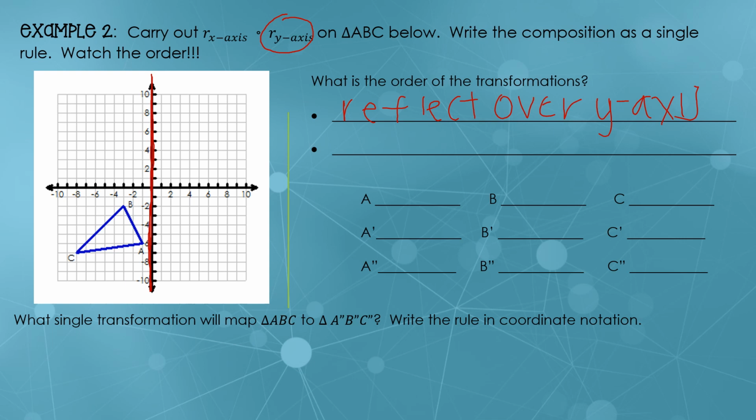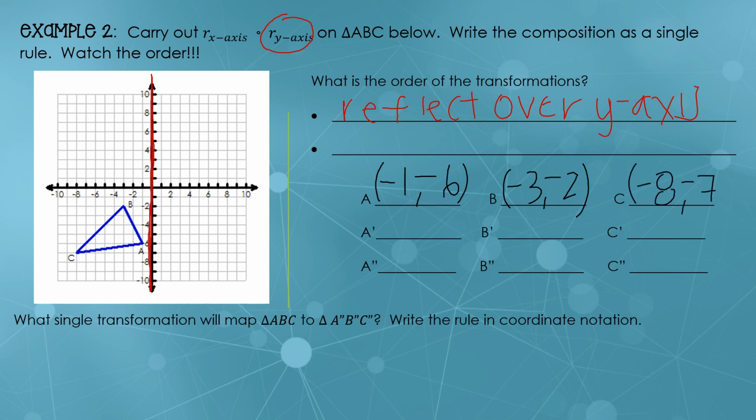Either is completely fine. So I'm going to go ahead and identify the coordinates of A, B, and C. A is -1, -6. B is -3, -2. And finally, C is -8, -7.